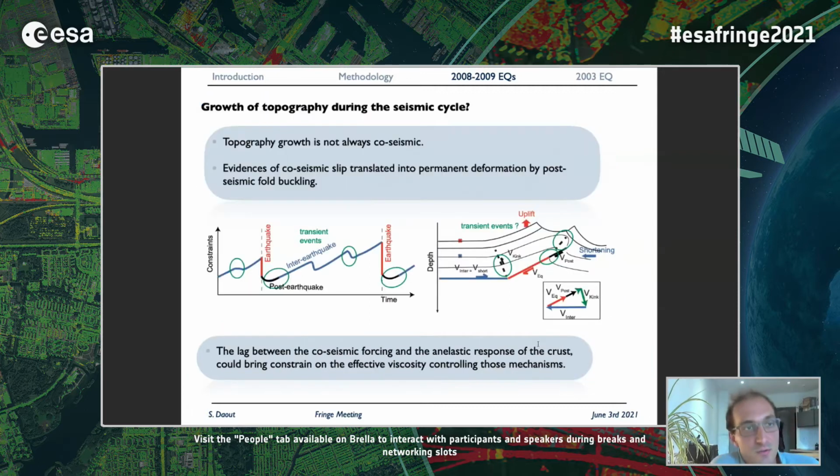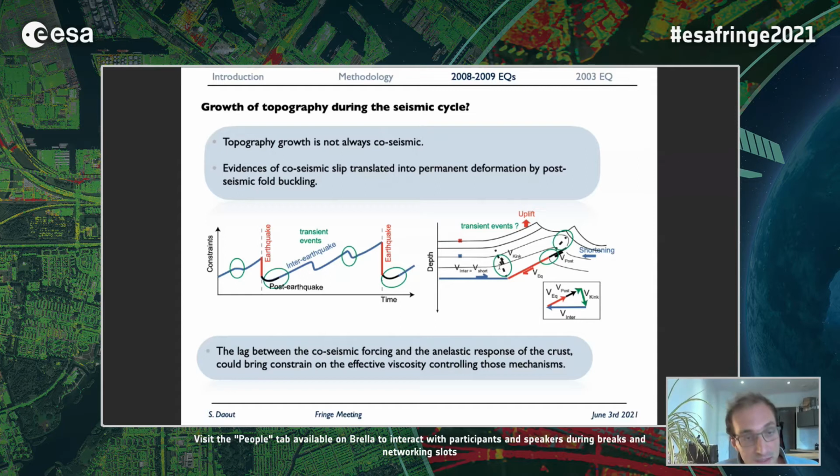But we saw as well that the topographic growth is not always coseismic, as the evidence of coseismic slip translated into permanent deformation by coseismic fault buckling, which makes me conclude that maybe we should be careful in our interpretation of the complexity of the seismic cycle, because maybe not all the time are these transient deformations associated with slip in an elastic medium, but maybe it is also sometimes due to off-fault deformation, which can be anelastic, or due to slip along secondary structures.